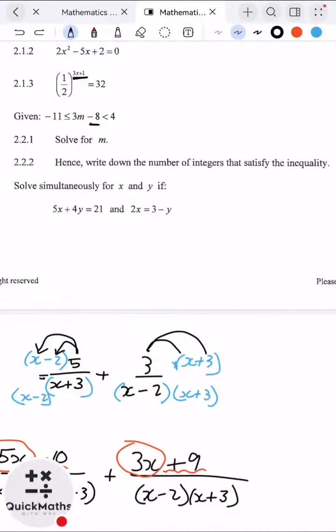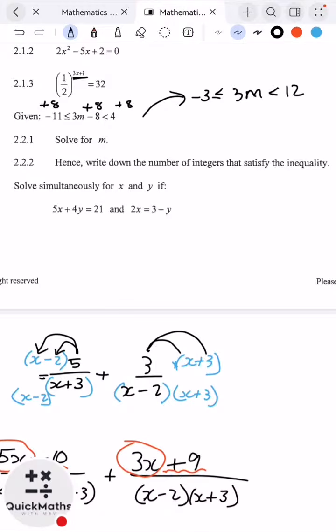So here's a minus 8. How are you going to get rid of minus 8? You're going to plus 8. If I do it there, I have to do it here as well, and I have to do it there as well. So we plus 8 everywhere. Now what do I have? Minus 11 plus 8 is minus 3, smaller than or equal to 3m in the middle. My plus 8 and my minus 8 cancel each other out. And then that is smaller than 4 plus 8, which is 12.